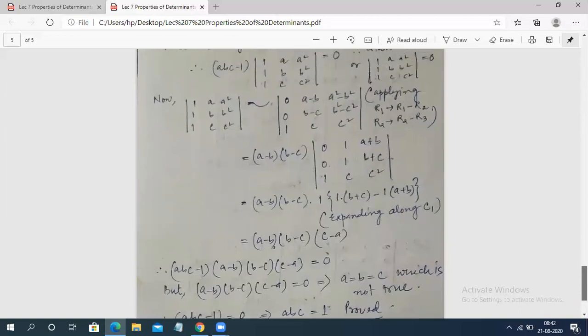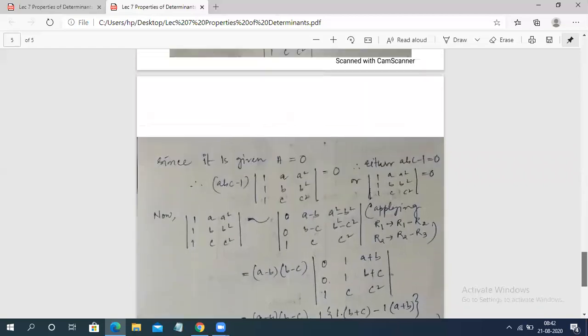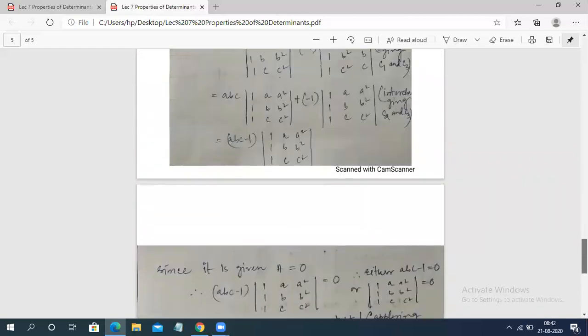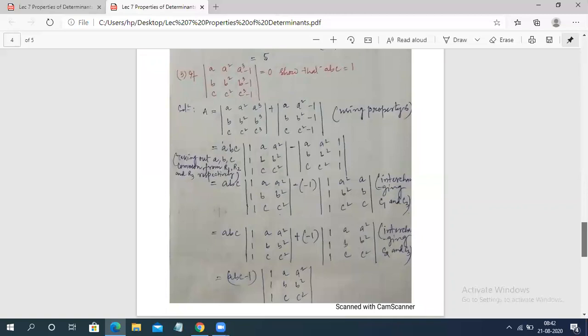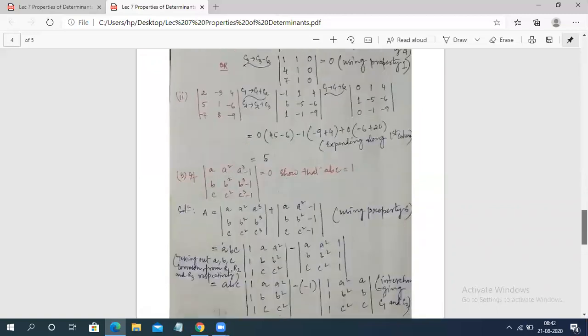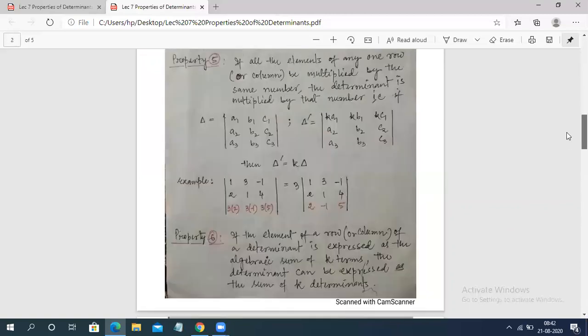That means you have to use all those properties in solving this type of transformation. We'll discuss the remaining questions in the next lecture.